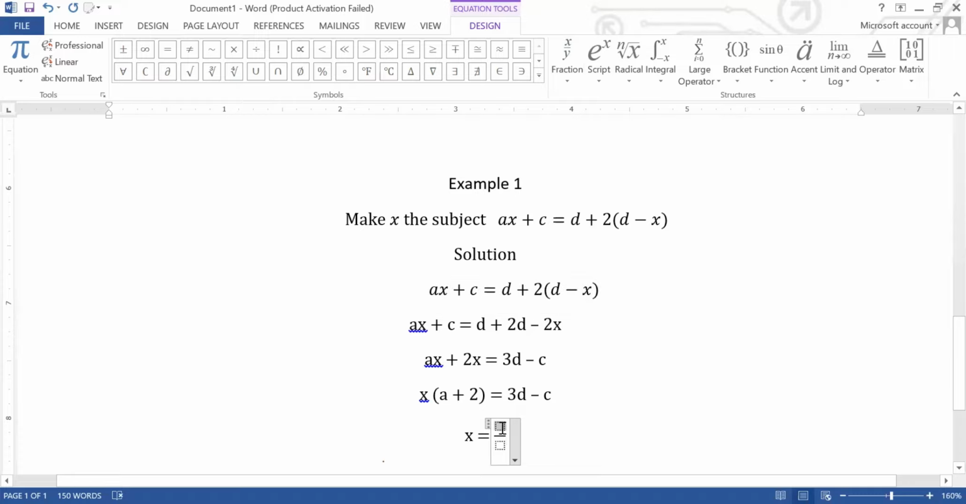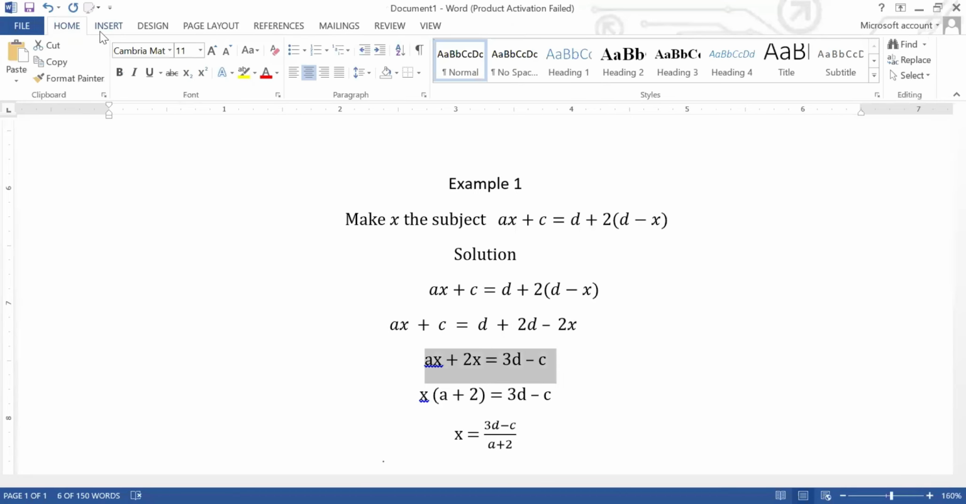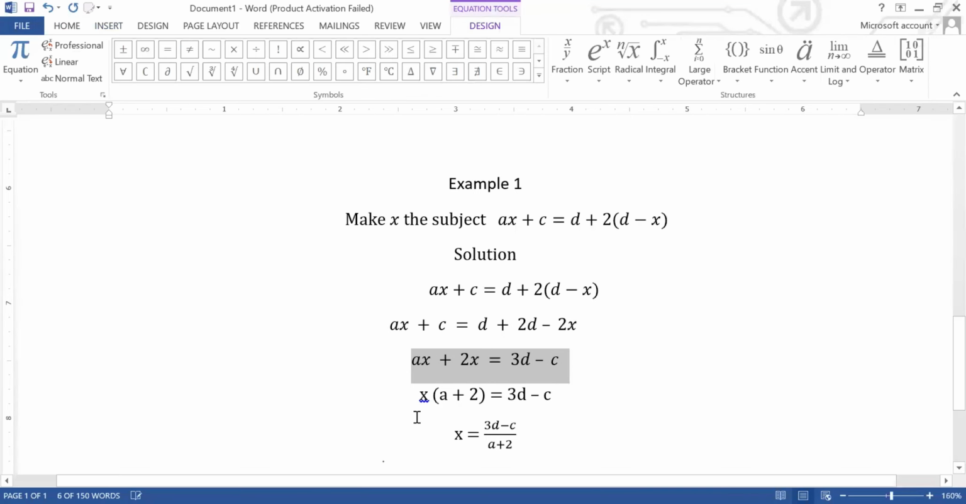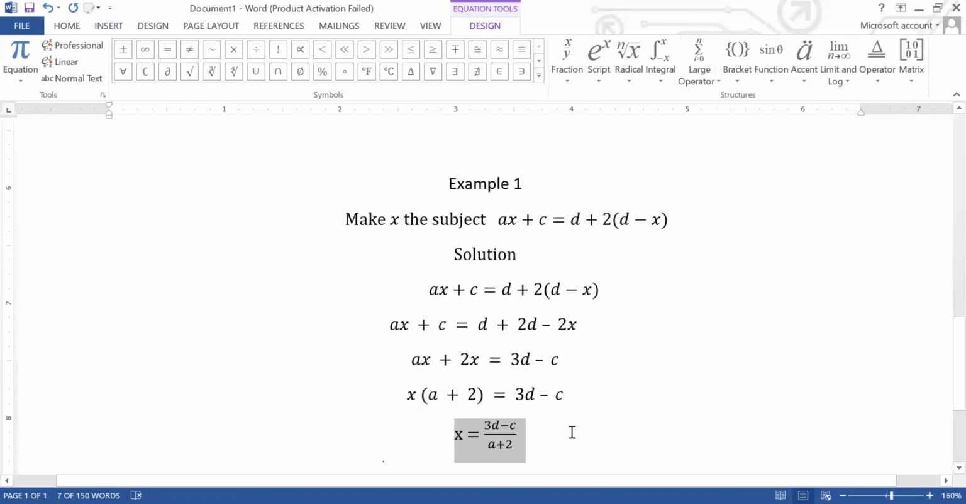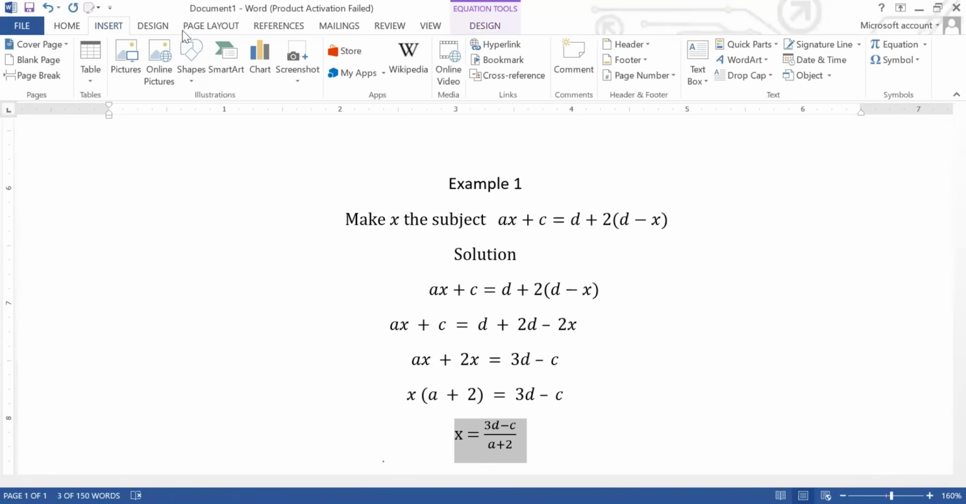So we have 3d minus c all over a plus 2, in this order, and then we are done. We've been able to make x the subject. Someone is going to explain, give us a thorough understanding, and then we move on.